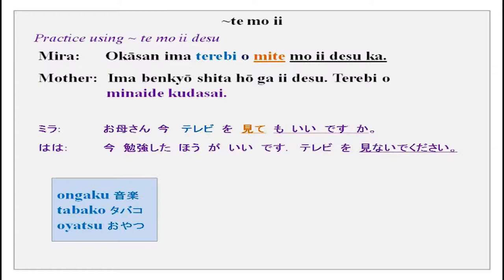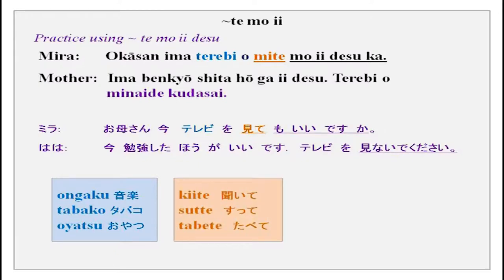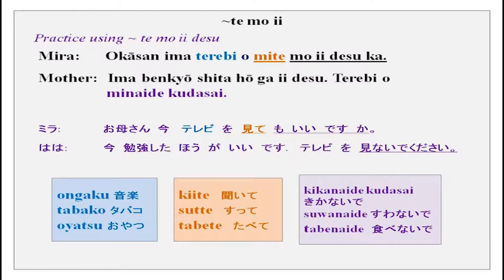You have ongaku, tabako, oyatsu, and you have kiite, sutte, and tabete, kikanai de kudasai, suwanai de kudasai, and tabenai de kudasai. Naturally, if it's not your okasan, your friend, then kudasai is going to be used in polite form, and if it is someone older, then it can stop over here as well.